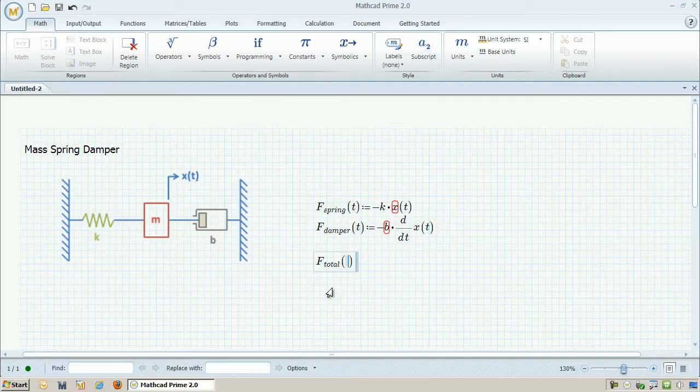And then finally, for the sum of forces, which is just equal to F equals ma, I need to take the second derivative of x. So those are my equations.